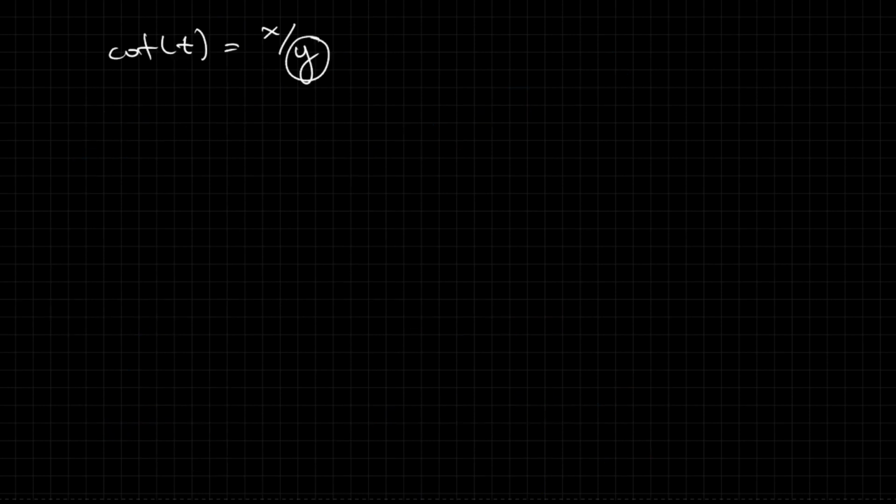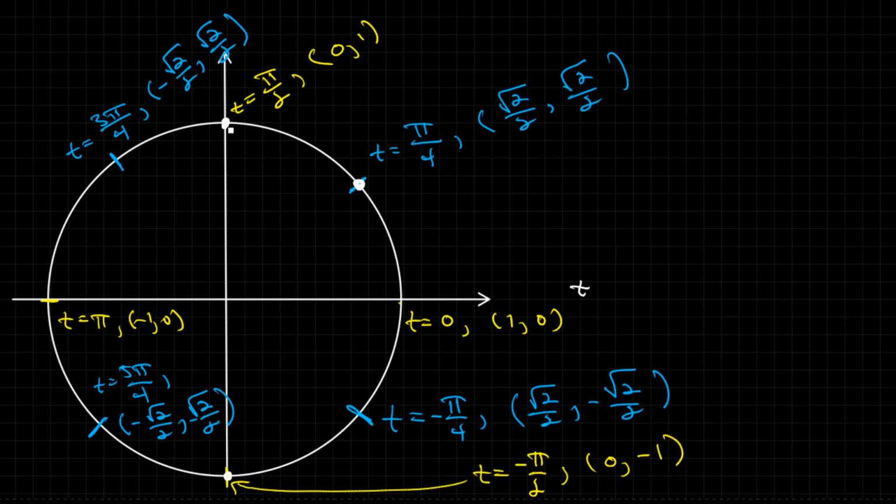And if you divide by a y value of 0, then the cotangent of t will not be defined, much like the tangent of t is not defined at these upper and lower points where the x-coordinate is 0. So I'll make the observation that cotangent of t is not defined when y is 0, and y is 0 not at the top and bottom of the unit circle, but on the left and right side. Also, much like the graph of tangent of t, cotangent of t has period pi.